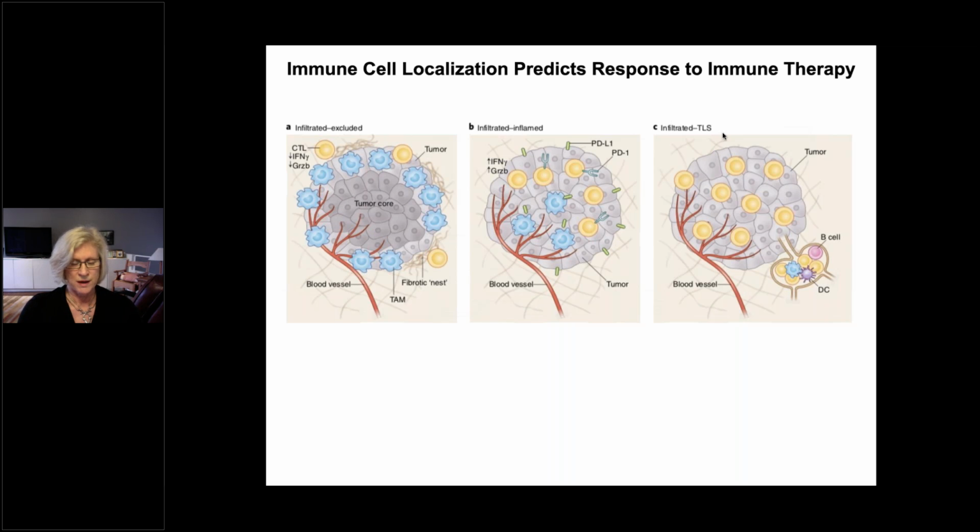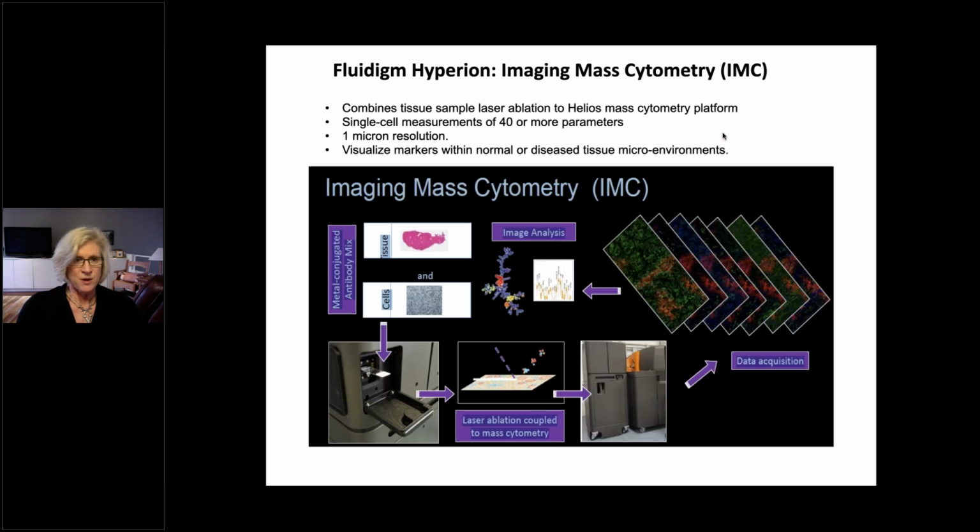So we thought we'd really like to take a look at where these different immune cell subsets were localized in our tumors. And of course, this is where Fluidigm's new Hyperion system to do imaging mass cytometry became very useful. So we installed this system a few years ago and have been working extensively to optimize it and get it ready for prime time. So I'm just going to show you a few examples from this study. Briefly, and Eric will talk much more about this in a few minutes, the Hyperion combines tissue sample laser ablation to the Helios mass cytometry platform.